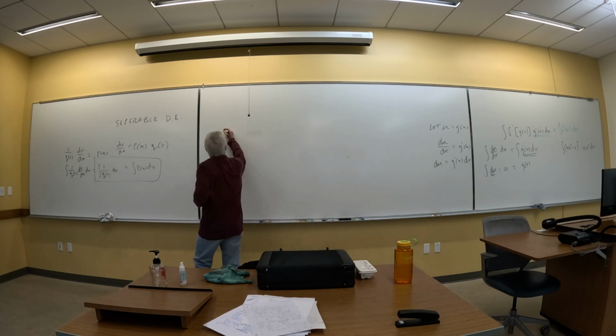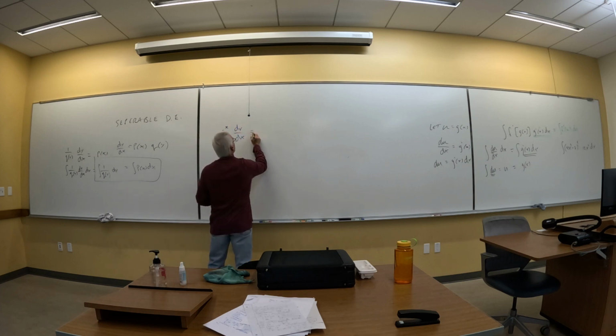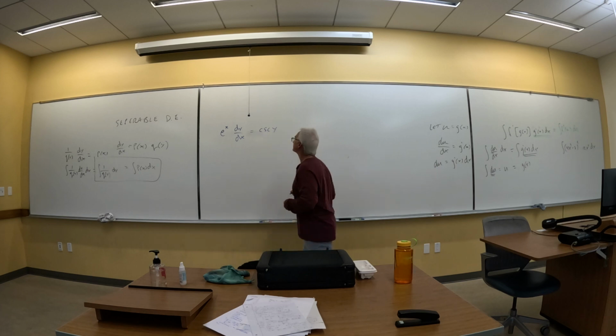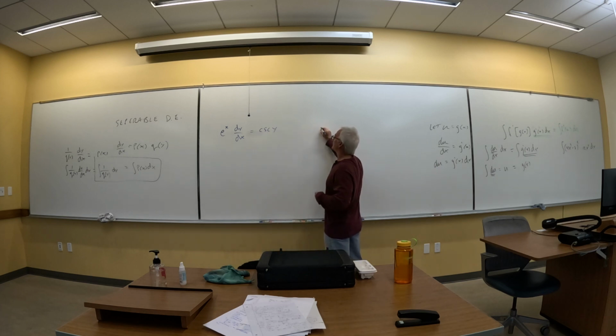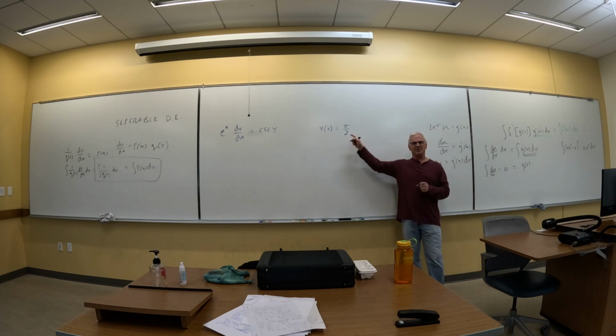Okay, let's do the following problem. We've got e to the x dy dx equals, how about cosecant y? Now let's throw another distinction here. Let's say that y of 0 is pi over 2. What is this thing here called?